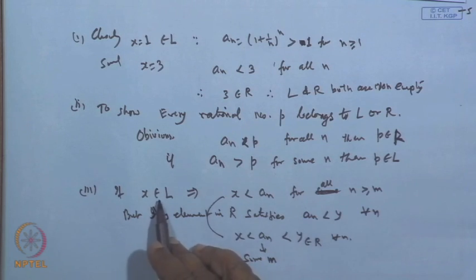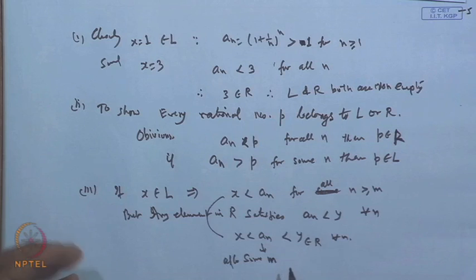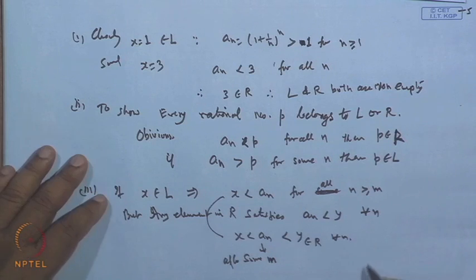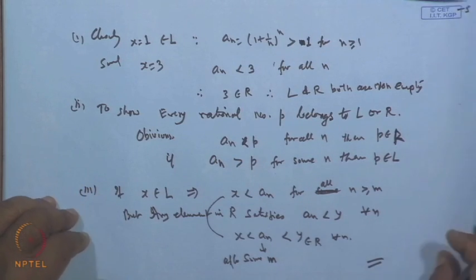So, any element in the lower class will always be less than the elements in the upper class. Okay, so this shows the property. All the conditions of Dedekind's theorem are satisfied. All requirements of the Dedekind's theorem are met. So, let us see the next problem.